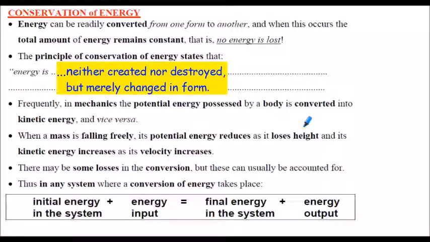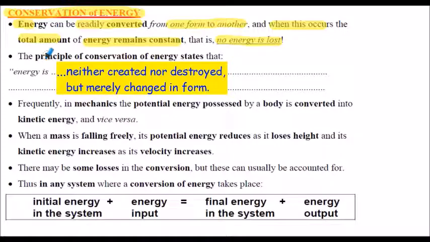In this presentation, we're going to consider slightly more complicated problems than we had in the previous presentation related to an introduction into mechanical energy. But first of all, let's consider the conservation of energy. So energy can be readily converted from one form to another, and when this occurs, the total amount of energy remains constant. In other words, there is no energy lost.